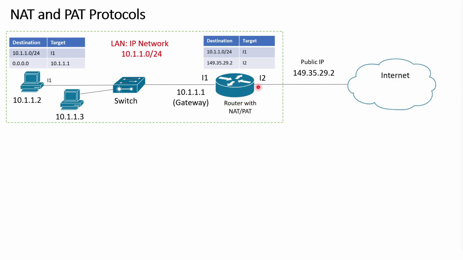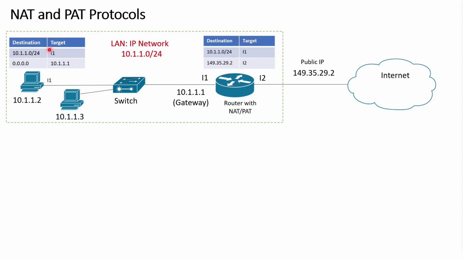The interface I2 is connected to internet, and the interface I1 is connected to the switch. In this line, we also have two route tables. Here we have the route table for this host, and this route table is for the router.